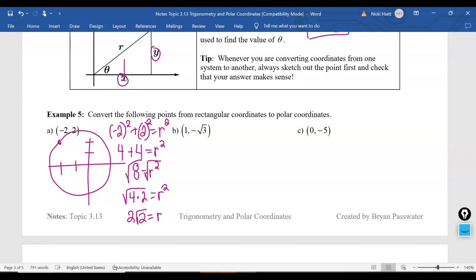The other part of this that you're going to have to do is you're going to have to figure out what that angle is. So the angle that you're looking for is really this angle right here.